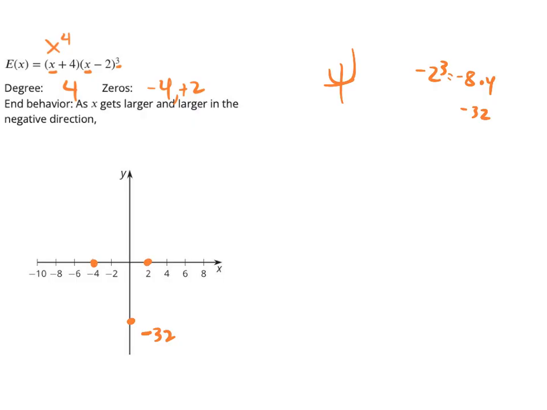So it's positive x even, so it starts high. It might come all the way down. And now, because this is cubed, it's going to do something like this. There might be another hump in it, but we don't see it. These are the only zeros they give us, but it's going to look something like that. Take the time to graph it and make sure you get a graph that looks like this.